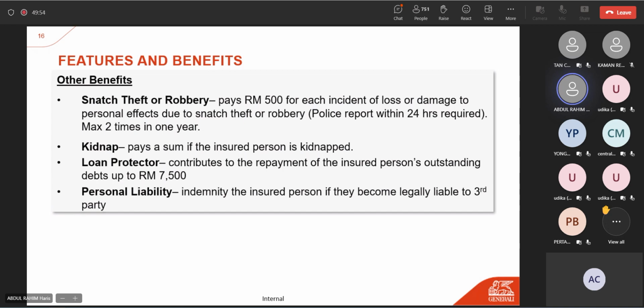Make sure that the police report is made within 24 hours. However, this claim is capped at 2 times per year. If you are injured due to snatch, theft, or robbery, that's a different cover that we can claim from medical expenses. So you can claim for the medical expense part if you are injured, and you can also claim this part for your personal effects.